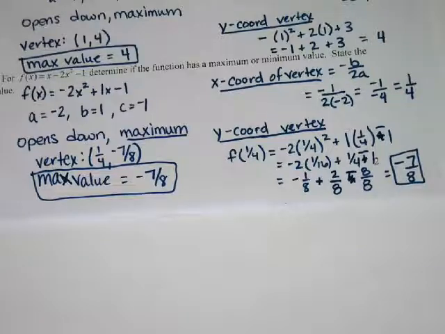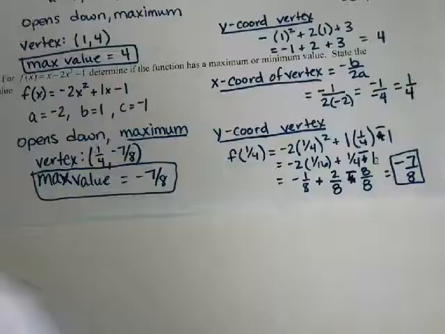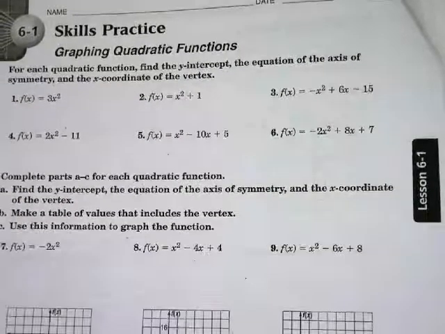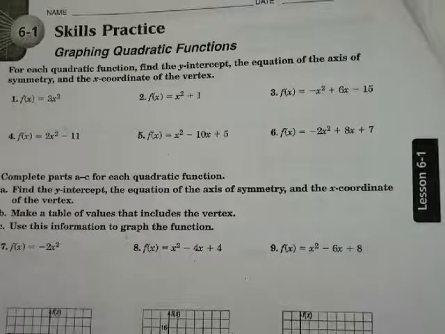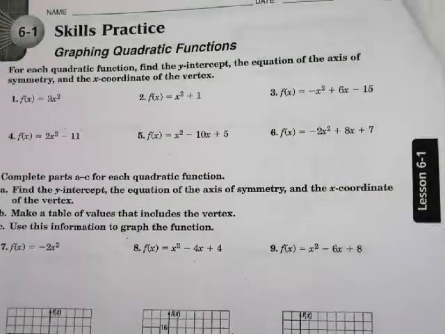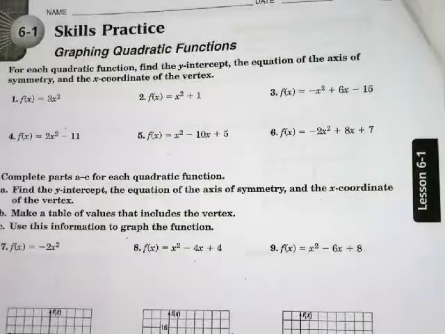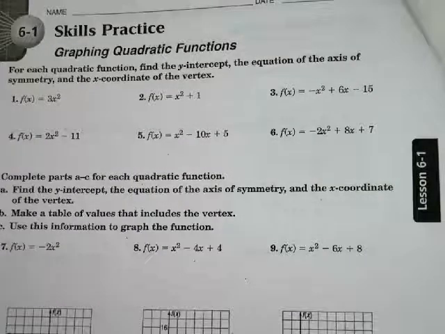Alright, so let's look at your homework, your worksheet. So go back a few pages. At the bottom, it says 6-1 at the top. At the bottom, it says page 315. So for the first ones, 1 through 6, it says for each quadratic function, find the y-intercept, the equation of the axis of symmetry, and the x-coordinate of the vertex. So you're looking for A, B, and C. You're going to tell me C is the y-intercept. You're going to do that formula for negative b over 2a. Your equation of your axis of symmetry is x equals that, and your x-coordinate of your vertex is just the number. Okay?